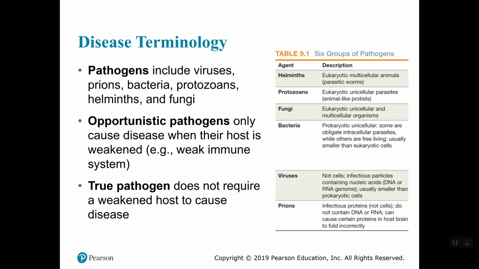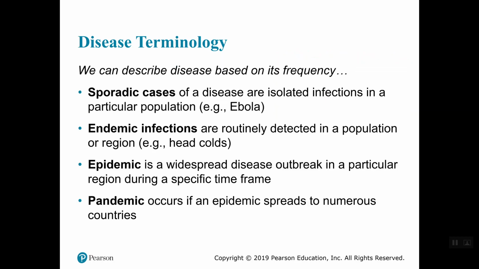So for instance, let's say that you are going about your day and your colleague comes in and they sneeze on you, and it turns out that they have the flu, and then you get the flu. So influenza virus would be an example of a true pathogen. So we can actually describe disease based on its frequency. If we have a disease that has isolated infections in a particular population, that is considered a sporadic disease.